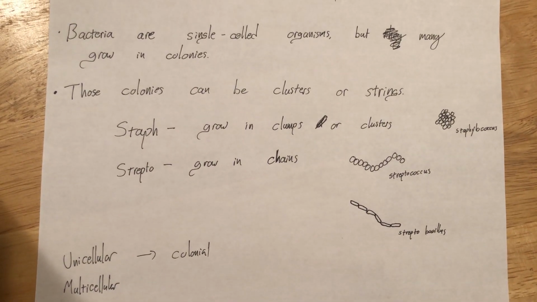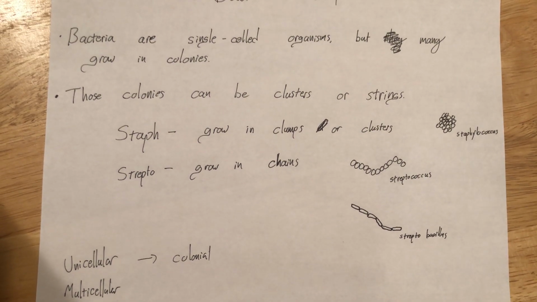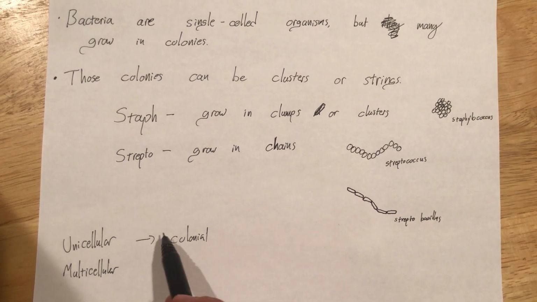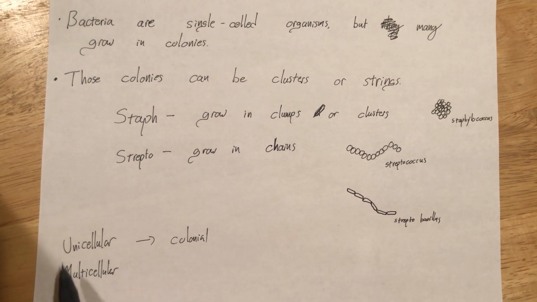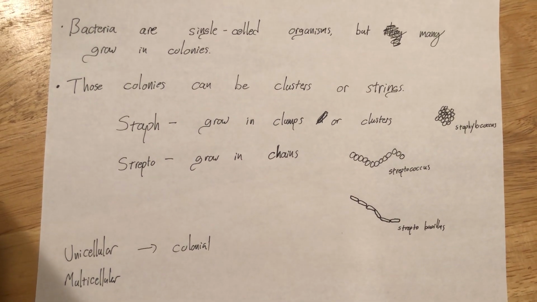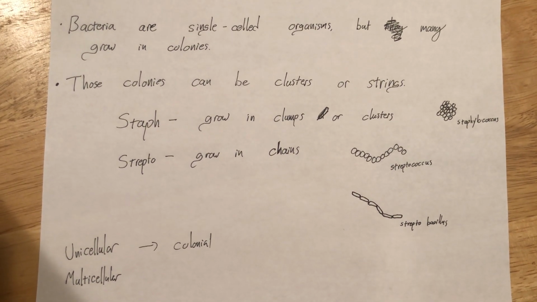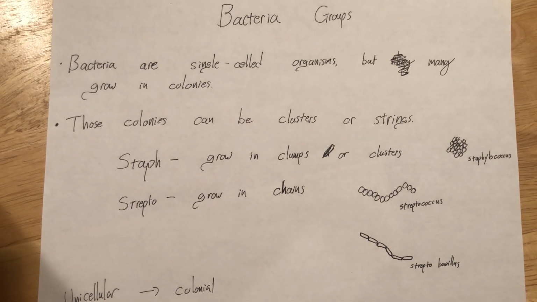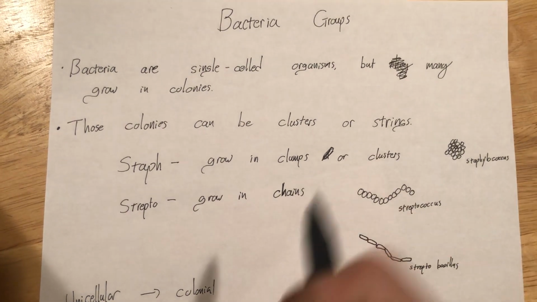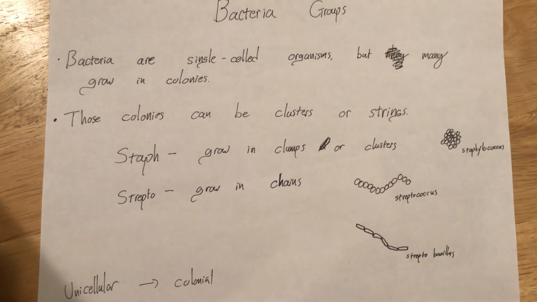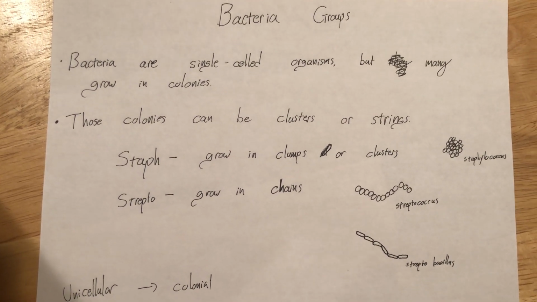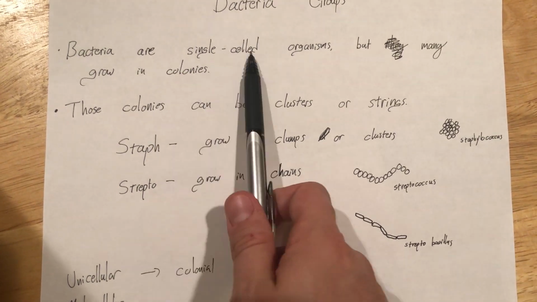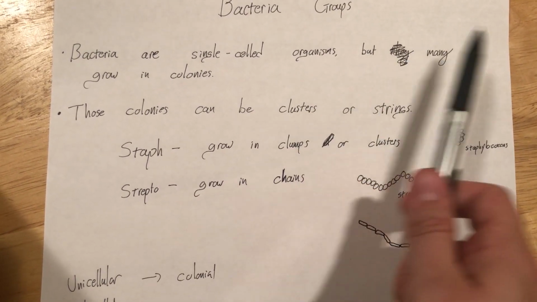Not all single-celled organisms do this, but the difference between a colonial group of cells versus a multicellular group of cells is that if you were to take your liver out of your body, your liver wouldn't be able to just be chill on its own. It wouldn't grow on its own. Whereas if you take part of a colony and put it somewhere else, it would just keep growing and make a new colony. Sorry about that beep. I don't know what beeps down here in my basement. So bacteria are all single-celled organisms, but many of them grow in colonies.